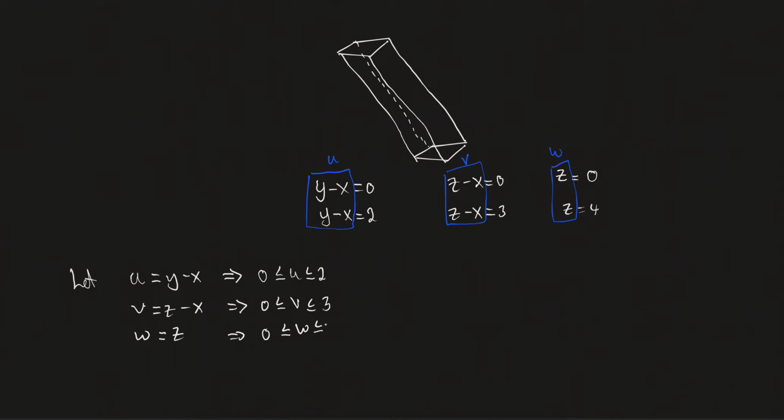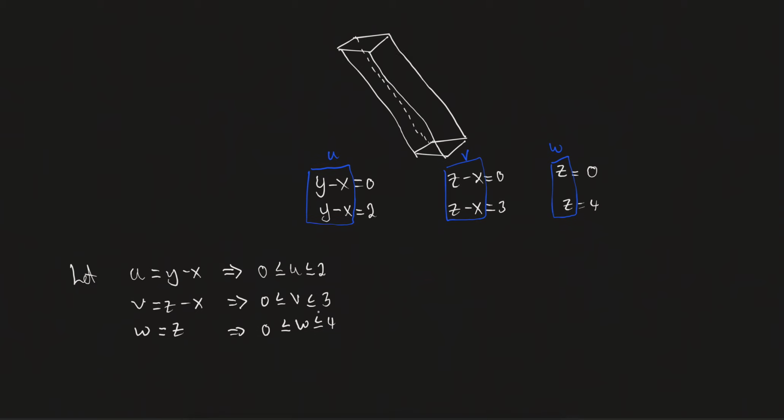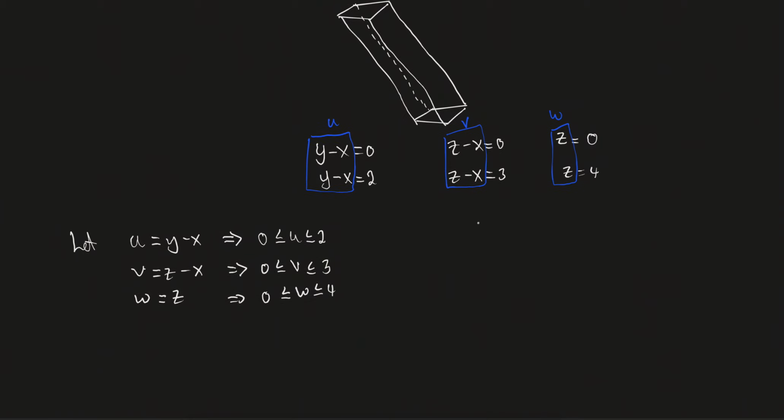So let's take a look at what this would look like if we were to sketch it in the u, v, w space. I'm going to sketch it, and let's say this is my u axis, this is my v axis, and this is my w axis. I need 1, 2, 3, I'll just do 4 on each. So in terms of this solid now, it's 0 to 2 in the u, 0 to 3 on the v, and then 0 to 4 on the w.